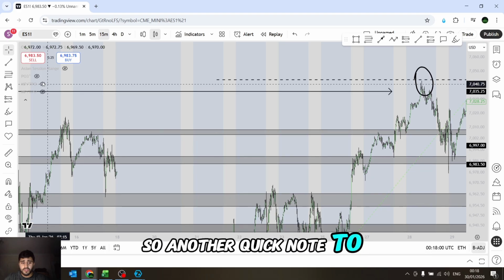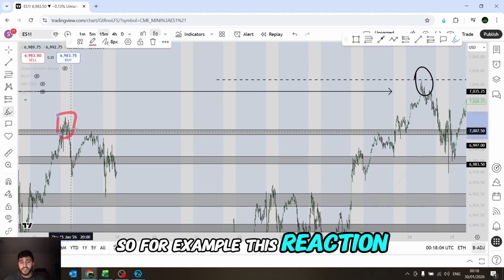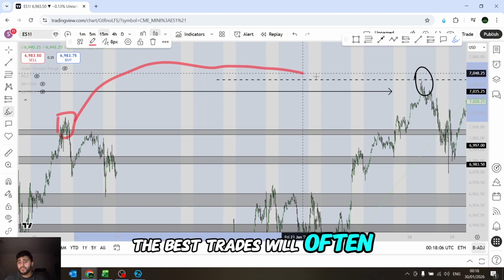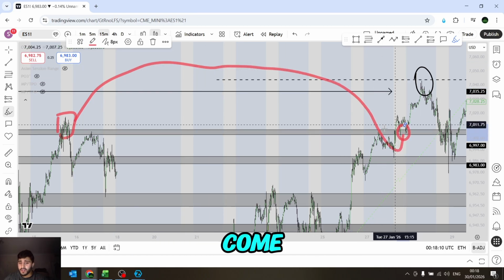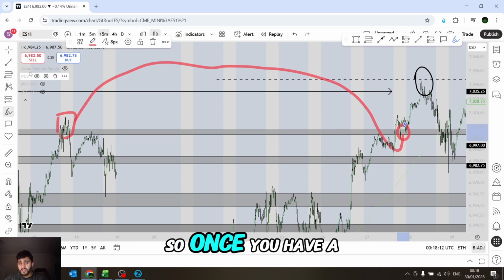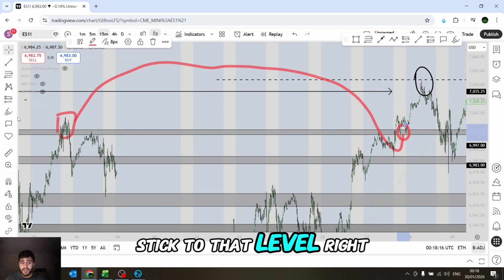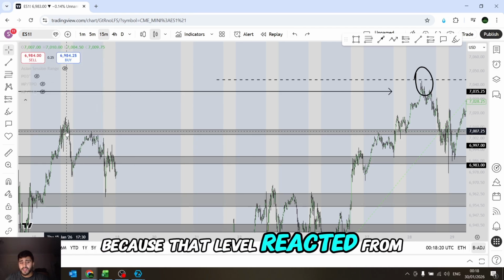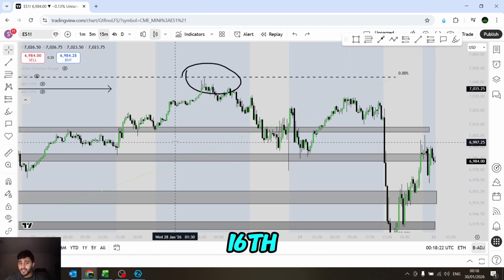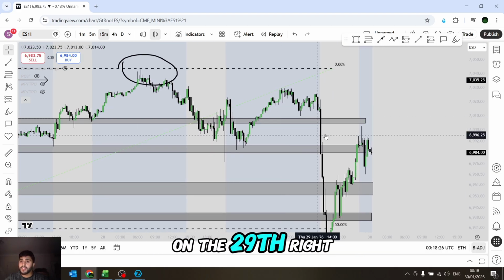Another quick note: when you have a good key level, like this reaction, the best trades will often come at that same key level in days and weeks to come. So don't ignore your level. Once you have a good key level on the charts, stick to that level, right? Understand where that level was, because that level reacted from the 13th to the 16th, and then it reacted on the 27th, and then again on the 29th, right?